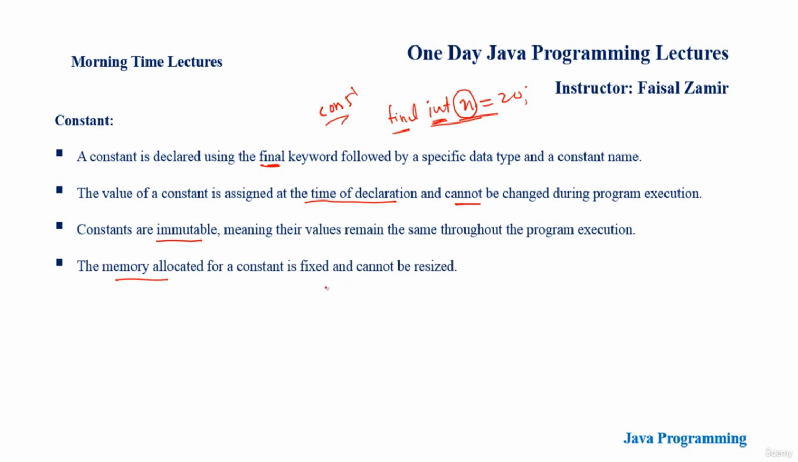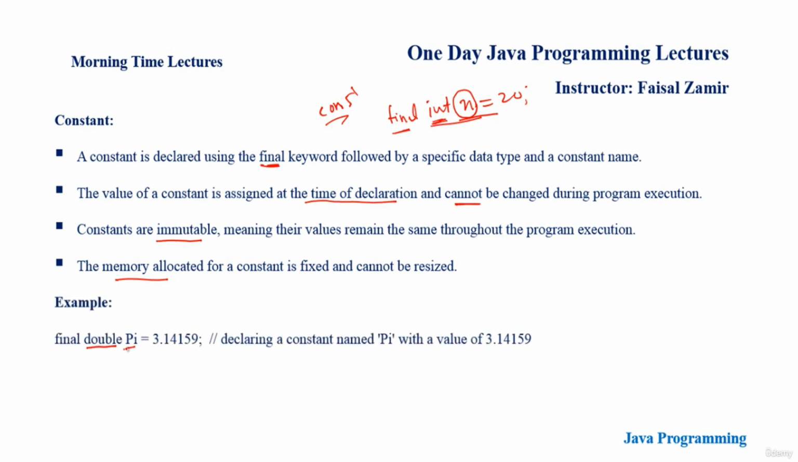The memory allocated for a constant will be fixed and you cannot update the constant. That is why its memory will be constant and fixed, and cannot be resized, because when we declare a variable and initialize it, the variable value may change, and its memory may decrease or increase. For example, you can see that this is a data type, this is a variable, but I used the final keyword here, so pi will become a constant.